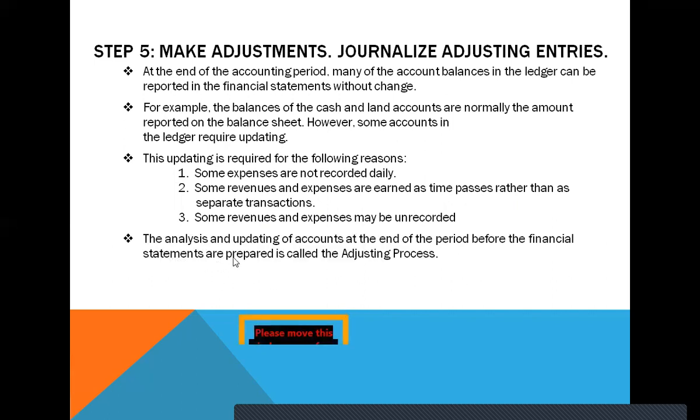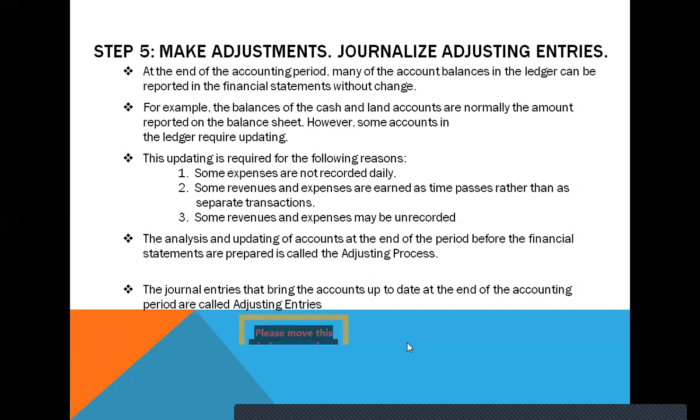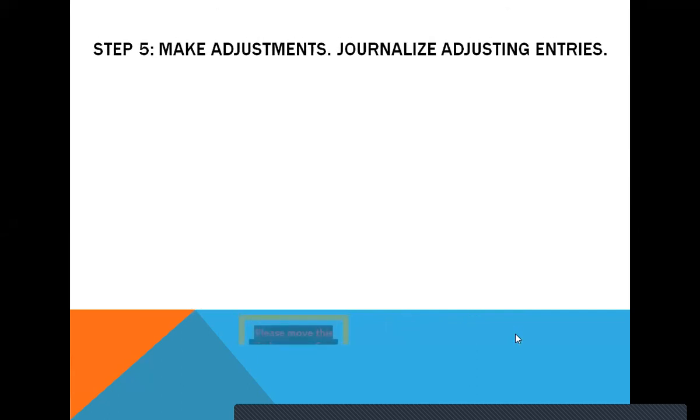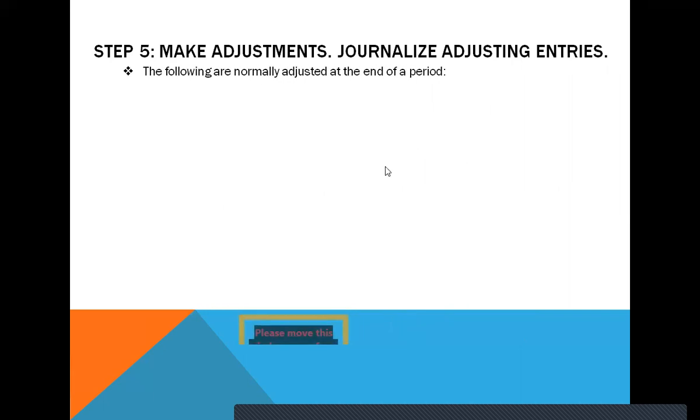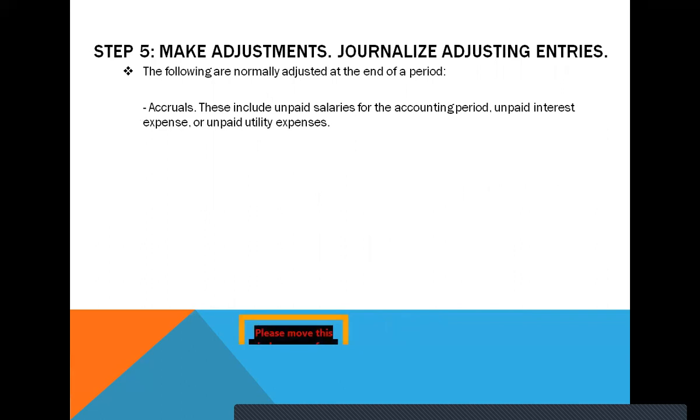The analysis and updating of accounts at the end of the period before the financial statements are prepared is called the adjusting process. The journal entries that bring the accounts up to date at the end of the accounting period are called adjusting entries. The following are normally adjusted at the end of the period, so take note of this. What should be adjusted at the end of the period? Accruals. These include unpaid salaries for the accounting period, unpaid interest expense, or unpaid utility expenses.